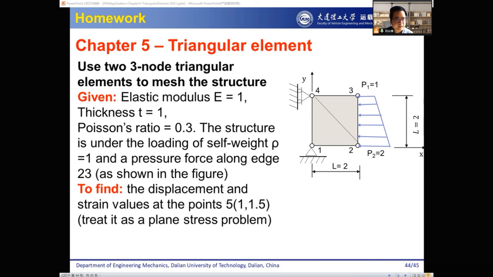In the end, we have an exercise for you to understand all this knowledge. We have a structure with distributed external force. To solve this problem, you first have to work out the equivalent node force. It's a very simple material: Young's modulus is 1, thickness is 1, and we also have the self weight. If you are interested, you should do this practice.